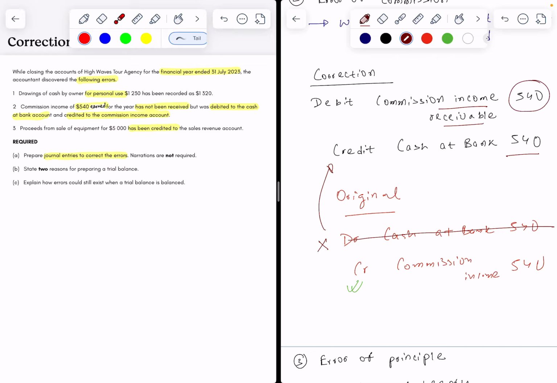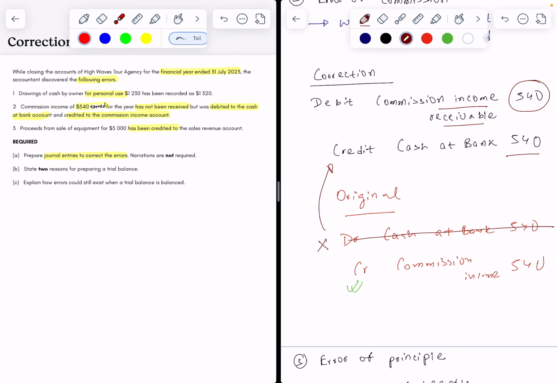So the correction in this case is to debit the commission income receivable account by $540, which means our assets are increasing, and simultaneously we credit the cash at bank account by $540, where we are also decreasing another asset, which is the cash at bank account.